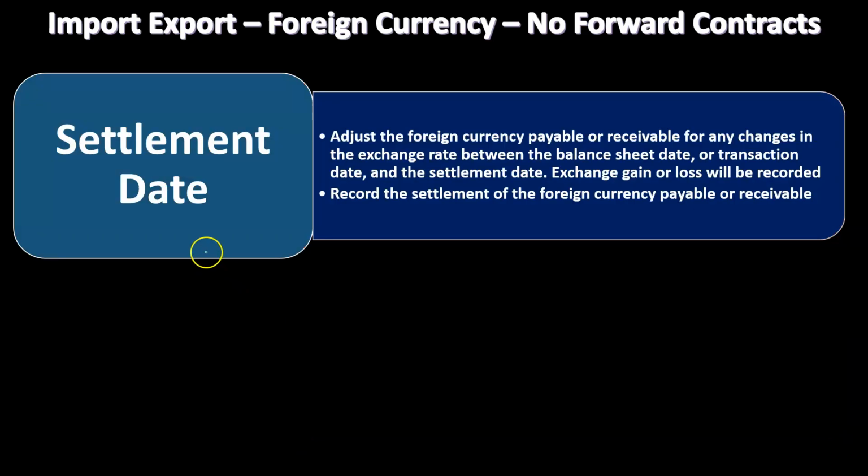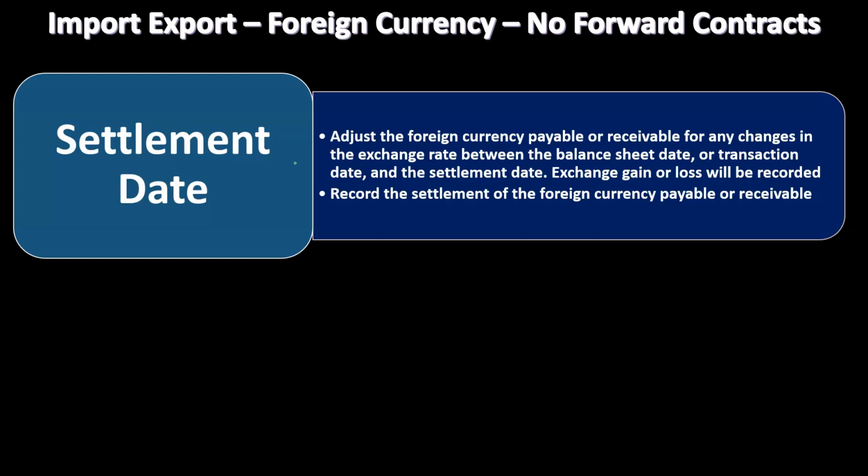So then we have the settlement date, when we actually, in our example, pay off the payable, or if we receive the receivable, and we're talking in foreign currency. So now we're going to pay off the payable, and we have to pay in foreign currency, not in dollars. Then we have to adjust the foreign currency payable or receivable for any changes in the exchange rate between the balance sheet date or transaction date and the settlement date. Exchange gain or loss will be recorded.